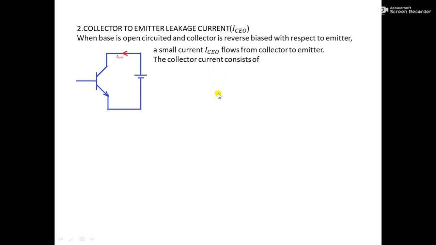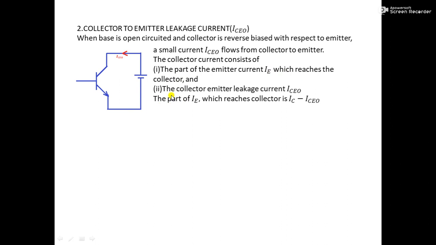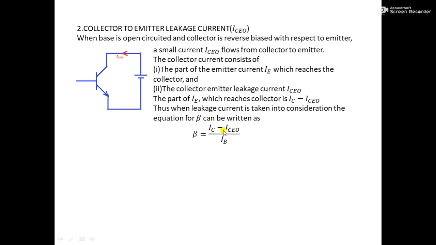The collector current consists of the part of the emitter current IE which reaches the collector, and the collector to emitter leakage current ICEO. So the part of IE which reaches the collector is IC minus ICEO, and thus when leakage current is taken into consideration, the equation for beta can be written as beta is equal to (IC minus ICEO) by IB. So we can write IC is equal to beta IB plus ICEO.